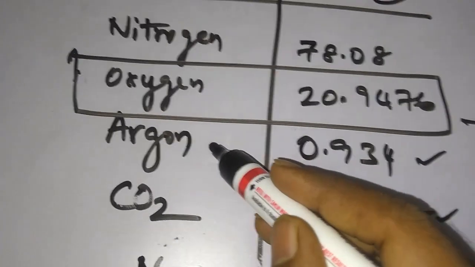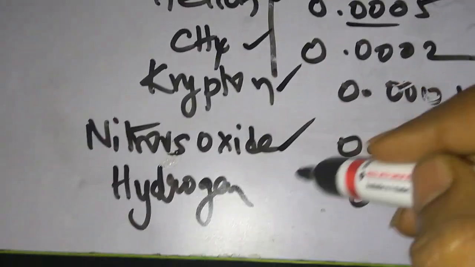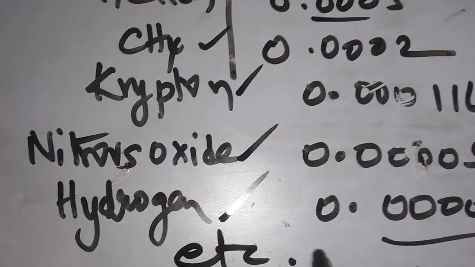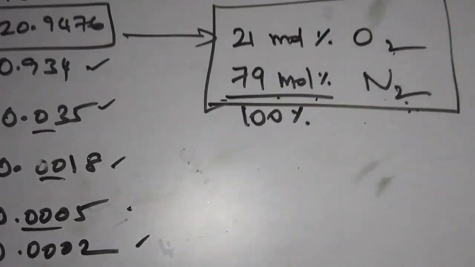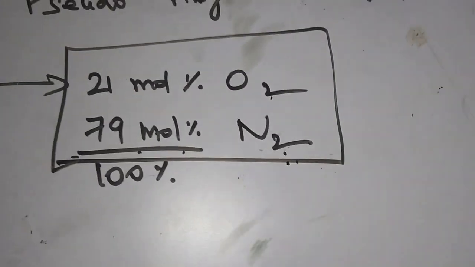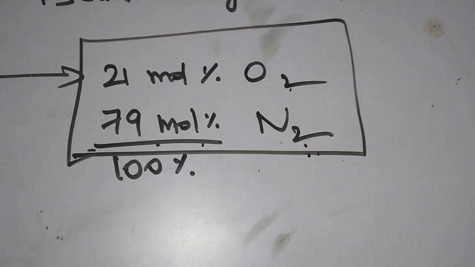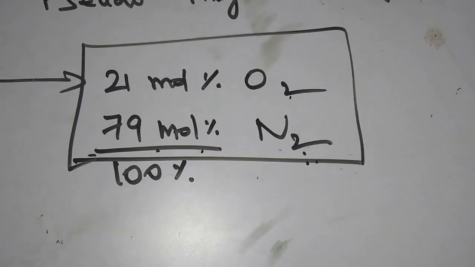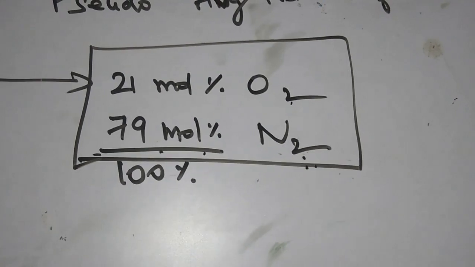What is the assumption? All of the air except oxygen is nitrogen. But in reality we get other constituents like argon, carbon dioxide, neon, helium, methane, krypton, nitrous oxide, hydrogen and so on. There are various other components present as traces at ppm levels. So now we will do a numerical to determine the average molecular weight of air.